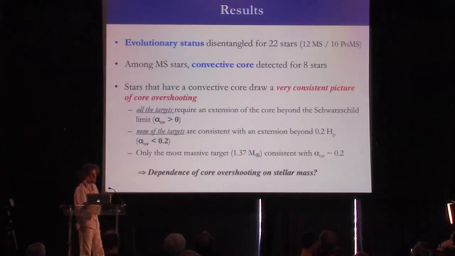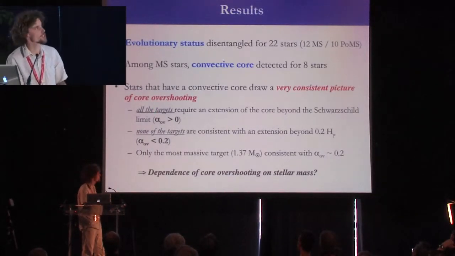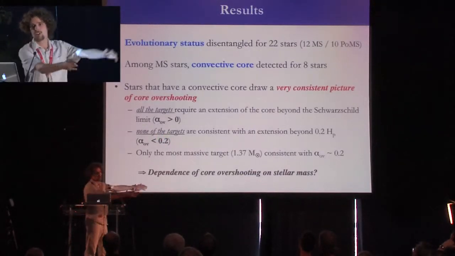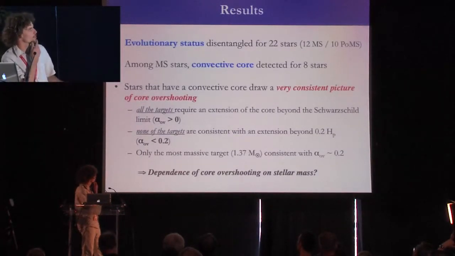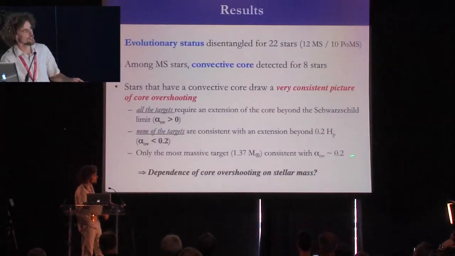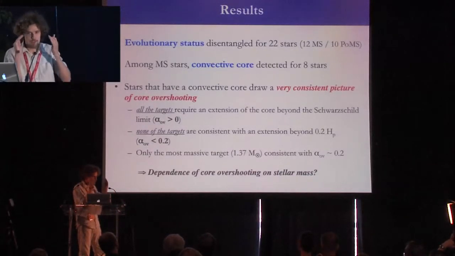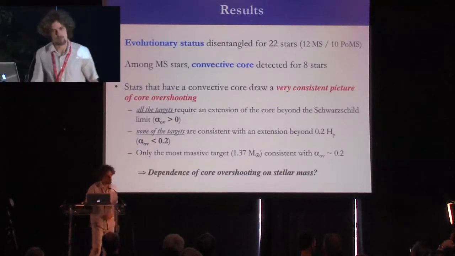So what we can tell here is that with these 8 stars, we have a very consistent picture of the core overshooting. First of all, the targets require overshooting. None of them fall in the zero overshooting section. Second of all, none of the targets point toward a larger overshoot than 0.2. So they're all between 0 and 0.2. And only one star is consistent with an overshoot of 0.2. It happens to be the most massive star of our sample, 1.37. So that was clearly something that we thought might have something to do with a tendency of core overshooting with stellar mass.